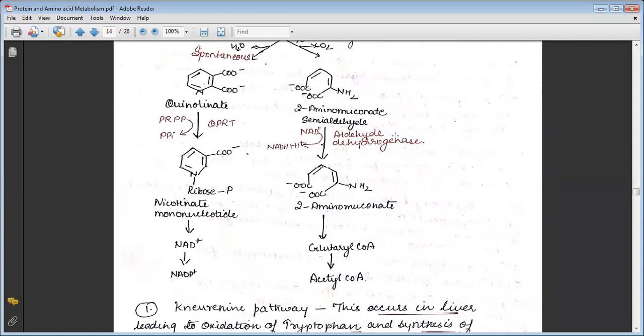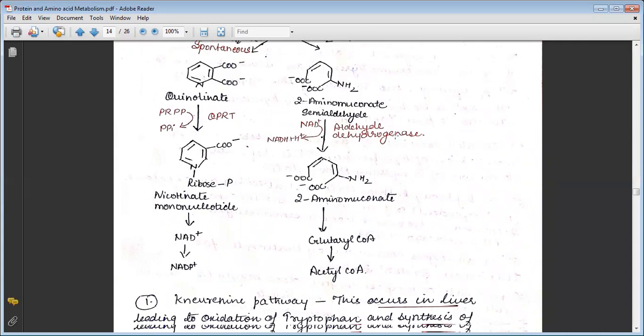The second decarboxylase enzyme changes into 2-amino muconate semialdehyde, and in the presence of aldehyde dehydrogenase changes into 2-amino muconate, and NAD plus changes into NADH plus H plus. This 2-amino muconate changes into glutaryl CoA and then to acetyl CoA.